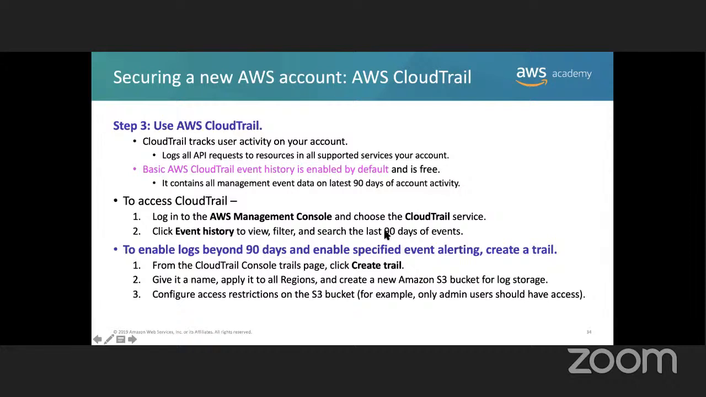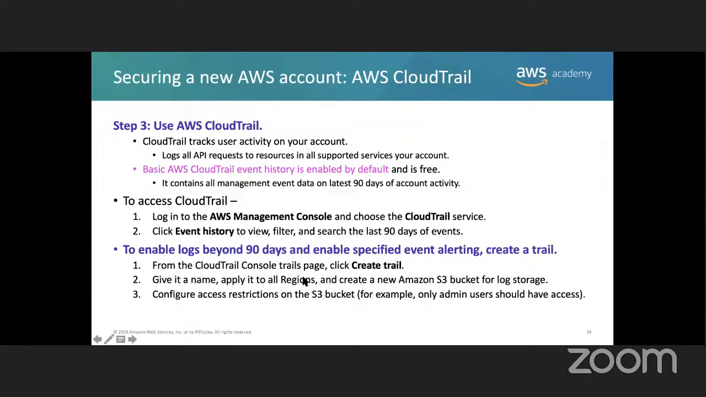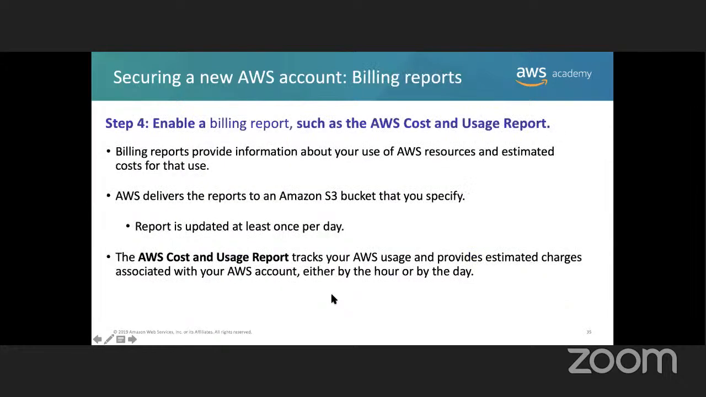For example, only admin users should have access to the S3 bucket. So basically, you go to CloudTrail, check the event history, create a trail, apply it to all regions, and then create a bucket. And then in the bucket, only limit the access to the admins for them to see it. Right.